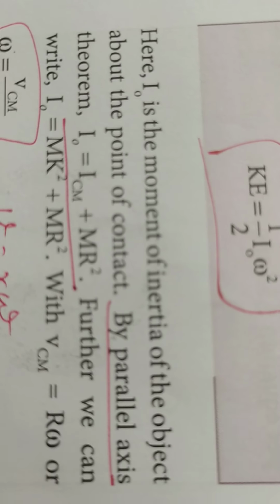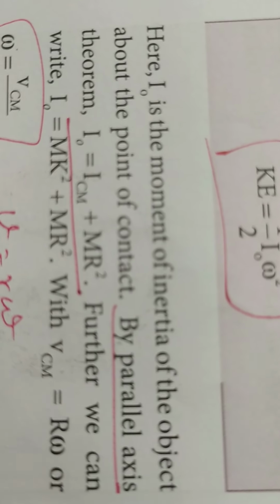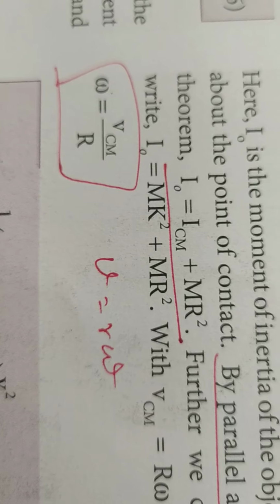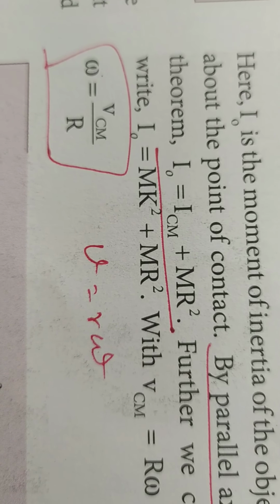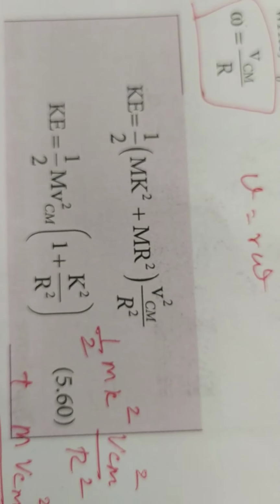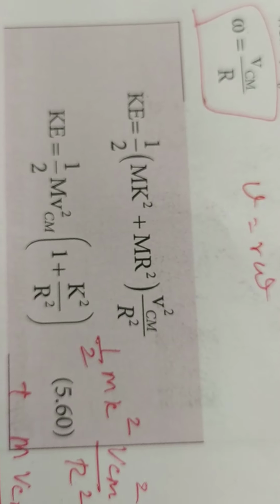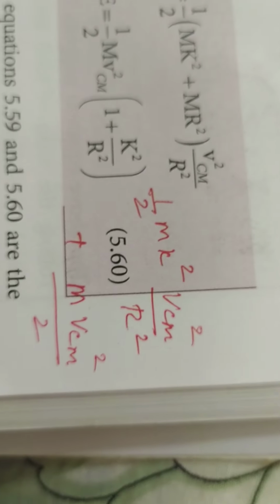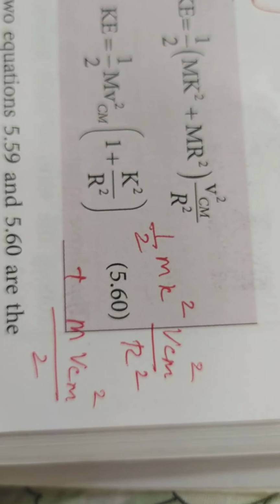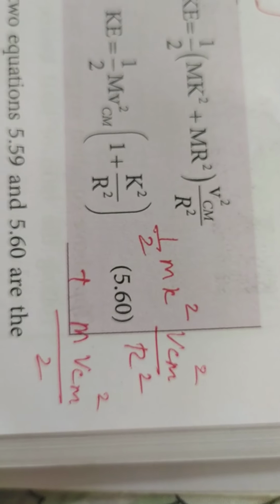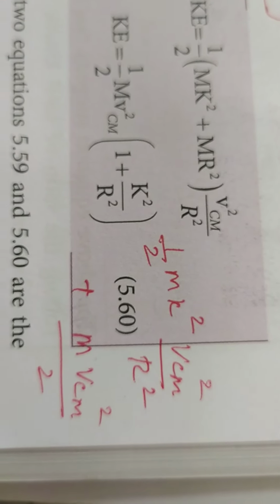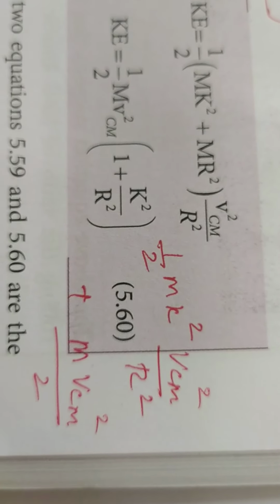According to the parallel axis theorem, I naught is equal to I cm plus MR square, and I cm can be substituted as MK square, and omega is equal to v cm by R, from the expression v equal to R omega. Substituting these values, you will get kinetic energy equal to half of mk square plus mr square, times v cm square by R square. Now we can expand this: half mk square v cm square by r square plus m v cm square by 2. You can take half m v cm square outside, and within the bracket 1 plus k square by r square.